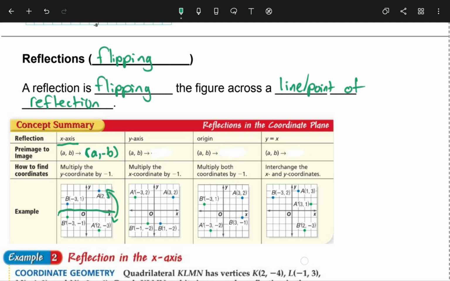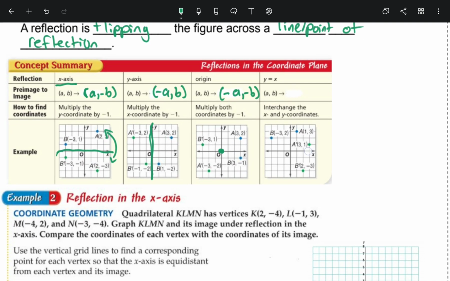Now, if we flip across the y-axis, your new coordinate will be (-a, b). So notice the x coordinate is what changes. Now, let's say we're reflecting across the origin. So that is the center point on the graph here. We will actually be switching the signs on both coordinates a and b.